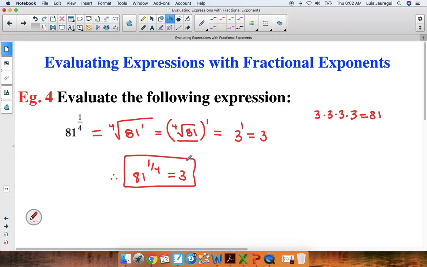So in this particular video, we used the properties of fractional exponents and the equivalent statements to that, so we can rewrite the particular expression given to us, and then we use the properties of square roots, roots, and exponents to evaluate them.